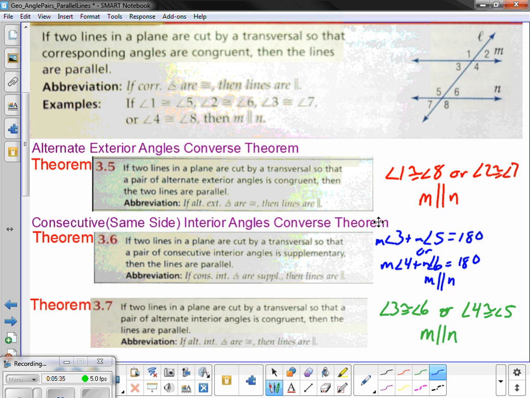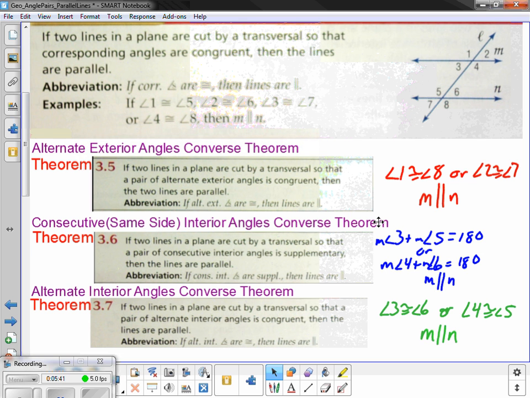Okay? Now, again, we were given angles and we got parallel lines out of it. So that's a converse theorem. I call it the alternate interior angles converse theorem. So those are the 4 theorems that kind of go with what we already talked about.